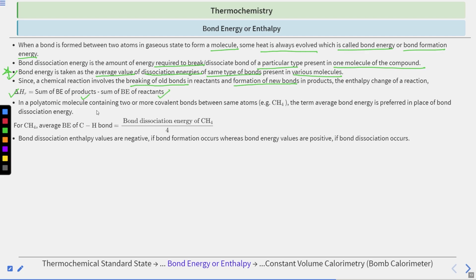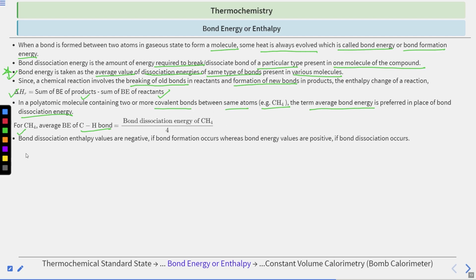In a polyatomic molecule containing two or more covalent bonds between the same atoms, for example in CH4, the term average bond energy is preferred in place of bond dissociation energy. So for CH4, the average bond energy of the C-H bond will be the bond dissociation energy of the CH4 molecule divided by 4, as 4 bonds are present.